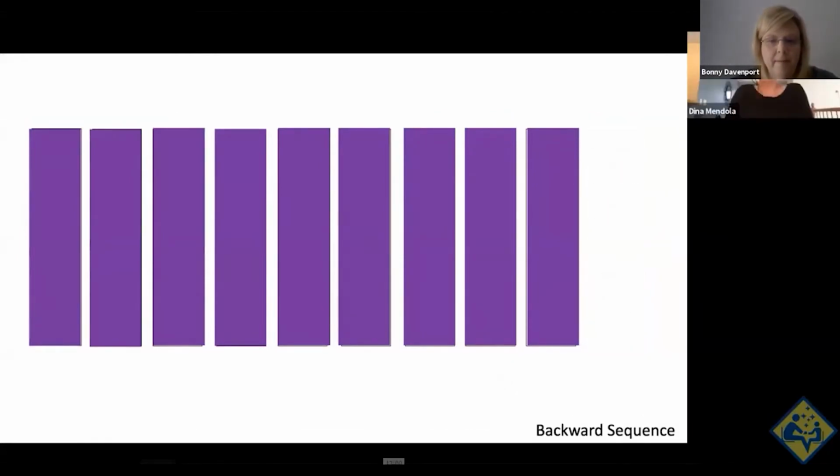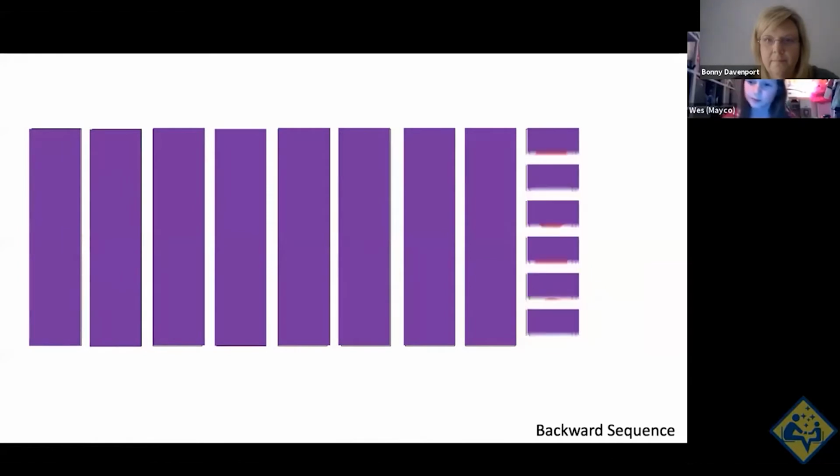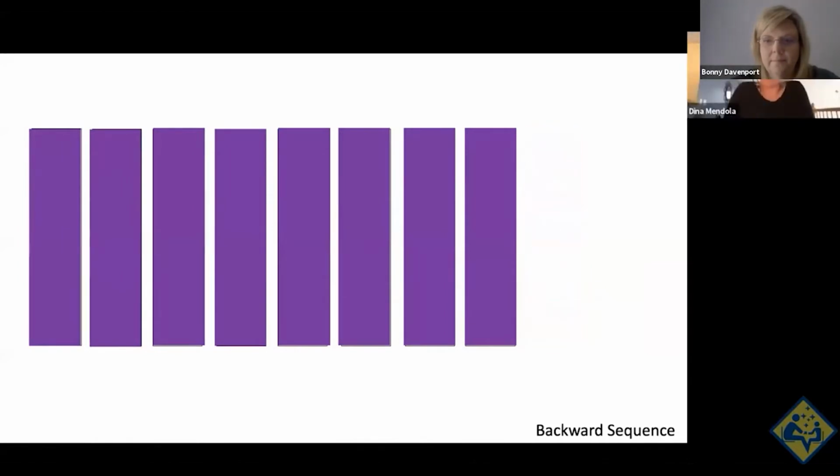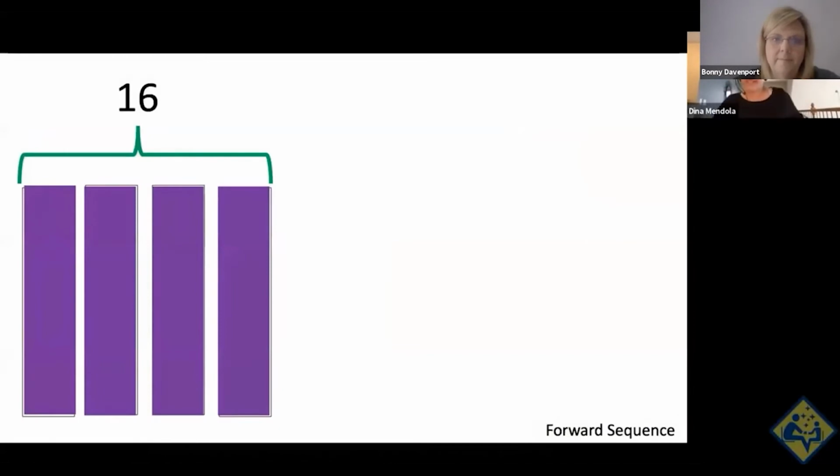Okay, so let's take that away. So we have the 36 there. All right, what if I take away one more strip? If you took away one more strip, you would have 32. All right, and what if I take away one more strip? If you took away one more strip, you would have 28.